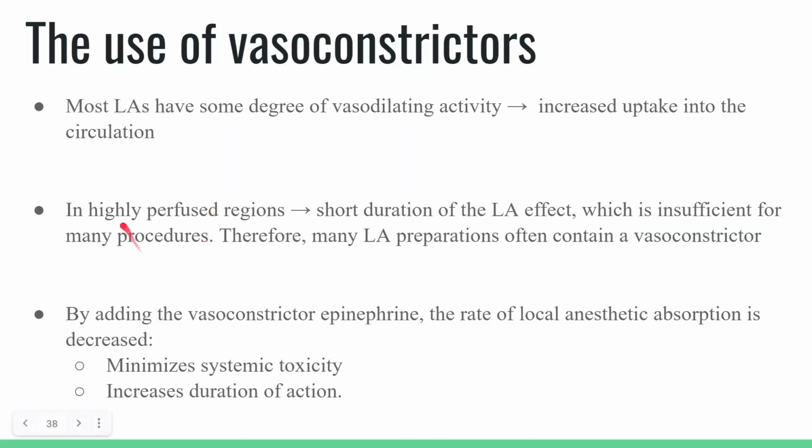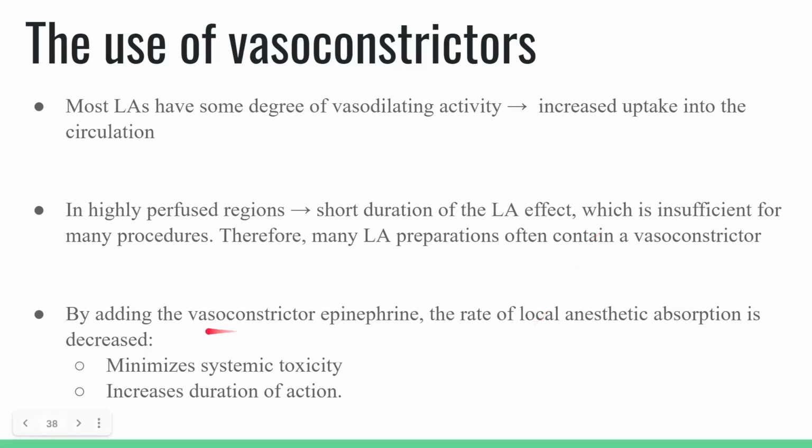So that's why, especially in highly perfused regions where the circulation is very, very rich, these local anesthetics will be washed away very quickly, and will have a short duration of the local anesthetic effect, which is insufficient for many procedures. Therefore, many local anesthetic preparations often contain a vasoconstrictor because it is very useful in reducing the blood supply, preventing the uptake of the local anesthetic, and increasing the duration of action.